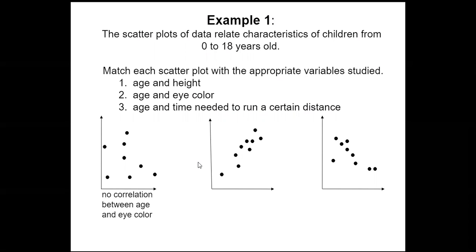Okay, I am 12 years old. What is the relation between my age and my eye color? So this is no correlation at all. For this reason, the first graph will go to the second situation.